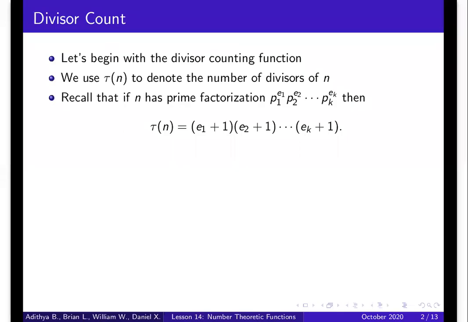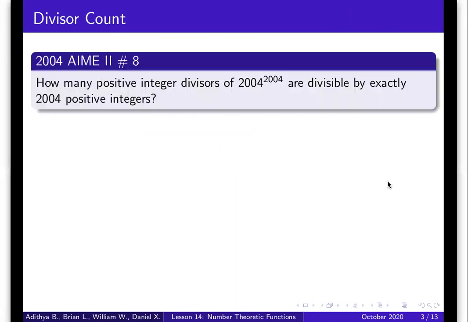So with just this formula, it is basically enough to solve most problems that you'll see regarding the divisor counting function. So let's start with this AMC problem. We wish to count the number of divisors of this integer that have exactly 2004 divisors themselves. So how should we start with approaching this problem?